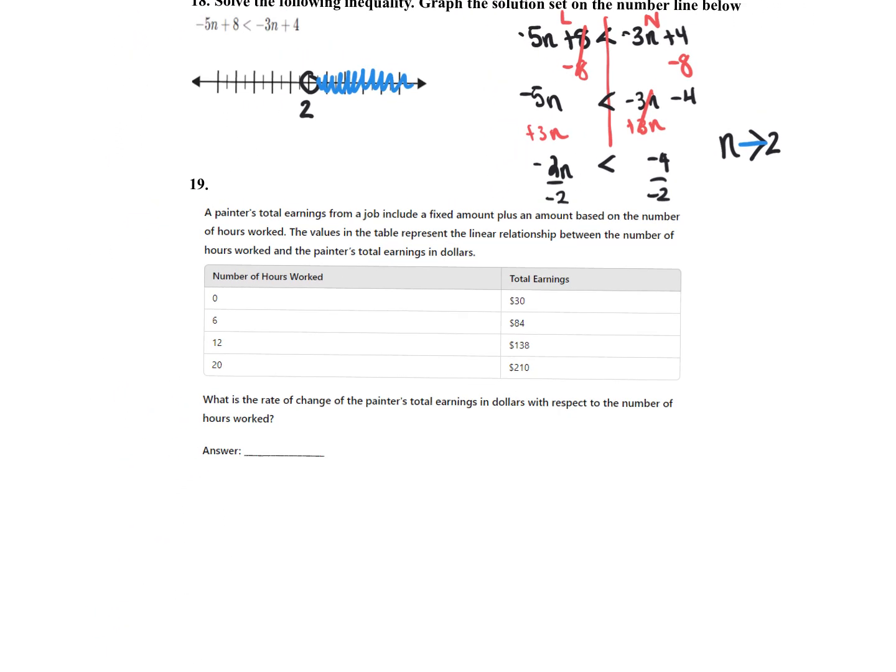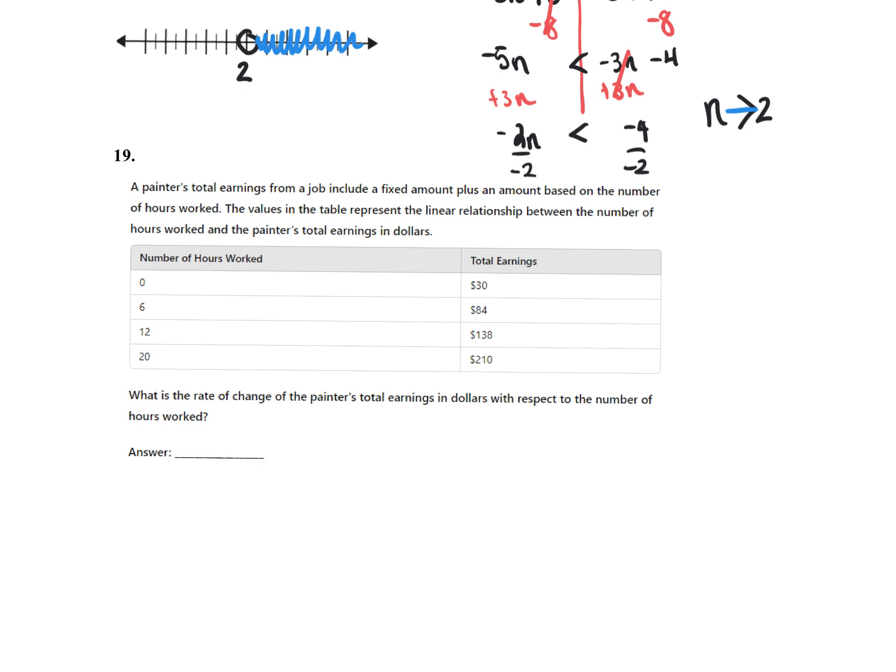On number 19, we can do any version of finding the slope we want. We can take these points and put them in Desmos. We can call this x1, y1, x2, y2, and use the slope formula. Let's do another way that we haven't talked about yet. And again, you can do any of the ways we want.